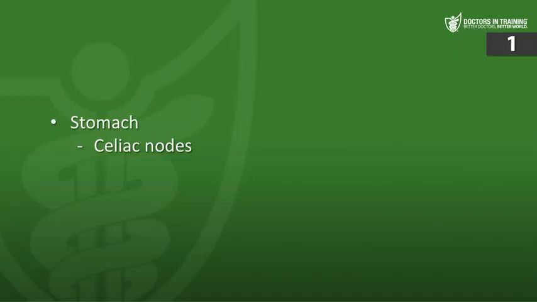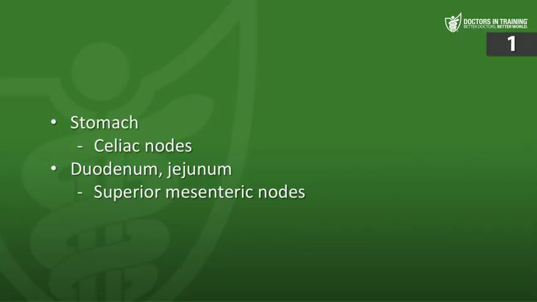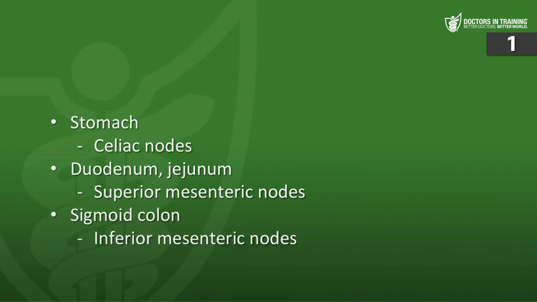All right, let's go over the quiz for Pulmonary 1. First question, to which lymph nodes would cancer in each of the following areas most commonly metastasize? So stomach cancer goes to the celiac nodes. Cancer in the duodenum and the jejunum goes to the superior mesenteric nodes. Sigmoid colon goes to the inferior mesenteric nodes.